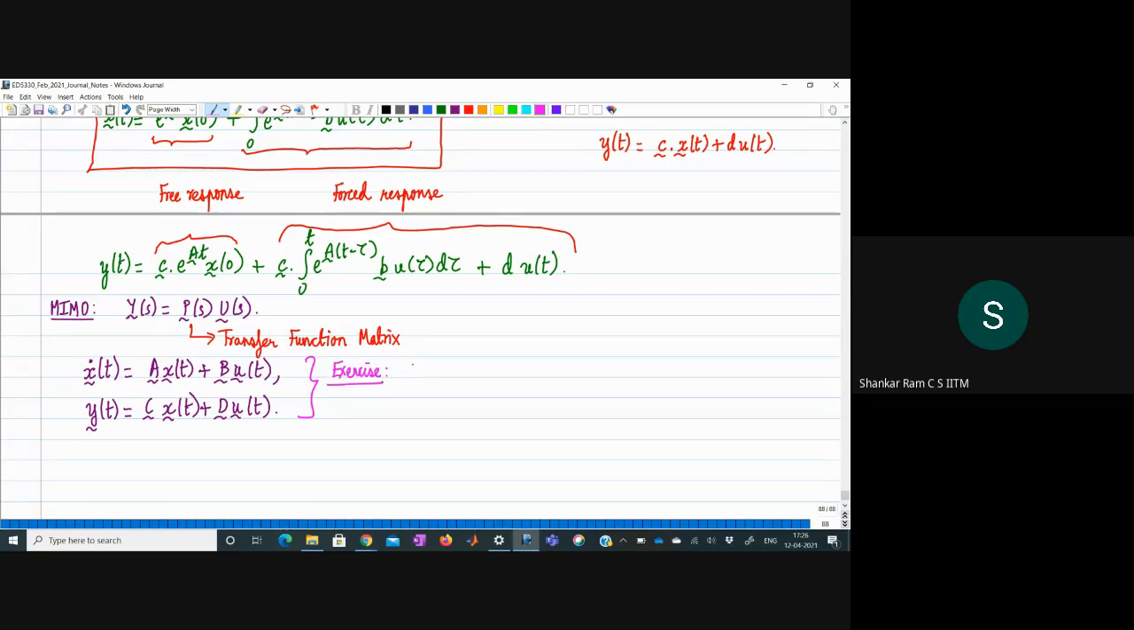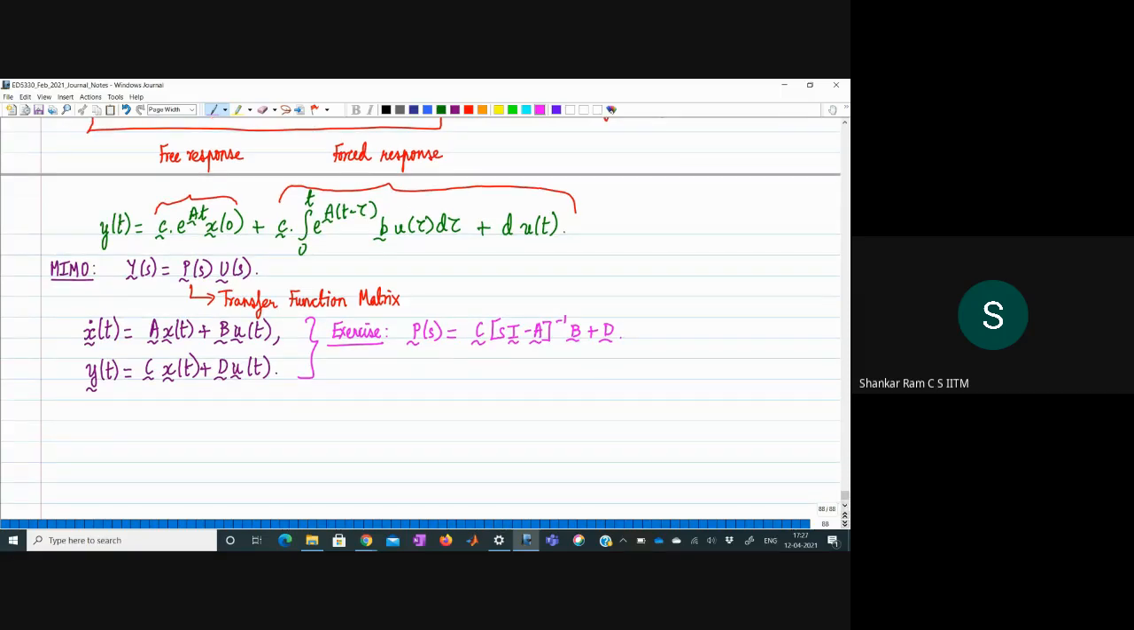Okay, take the Laplace transform and show that the transfer function can now be related to the realization as C times (sI minus A) inverse B plus D. It is very similar to what we had for the SISO system. You just need to take the Laplace transform, apply zero initial state, and you will get the answer. So please try it out as an exercise.